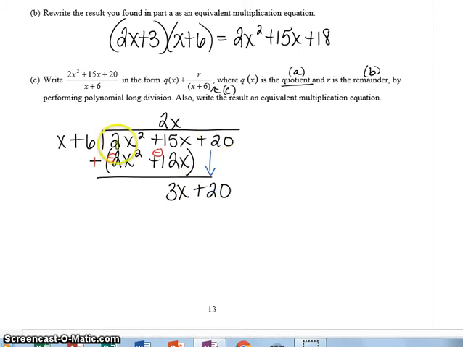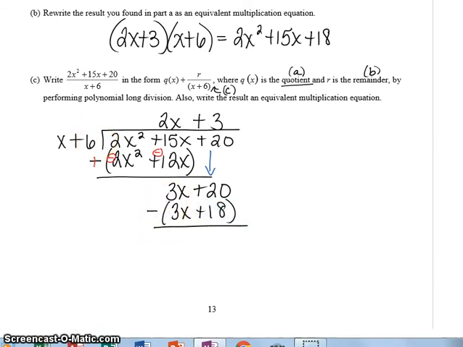Now you're going to say, how can I change this x into a 3x? So you're going to say x times what would give me a 3x? And it's times 3. So this becomes plus 3. So 3 times x would be 3x, and 3 times 6 would be 18. Put it in parentheses, subtract, and then it changes all the signs. So that becomes negative 3x and negative 18.